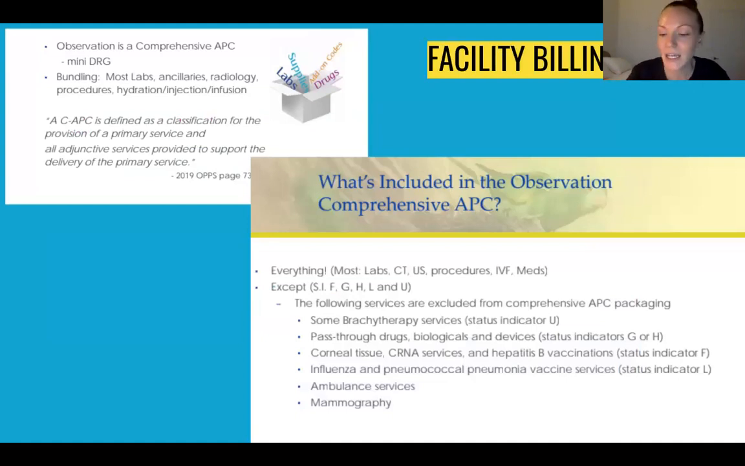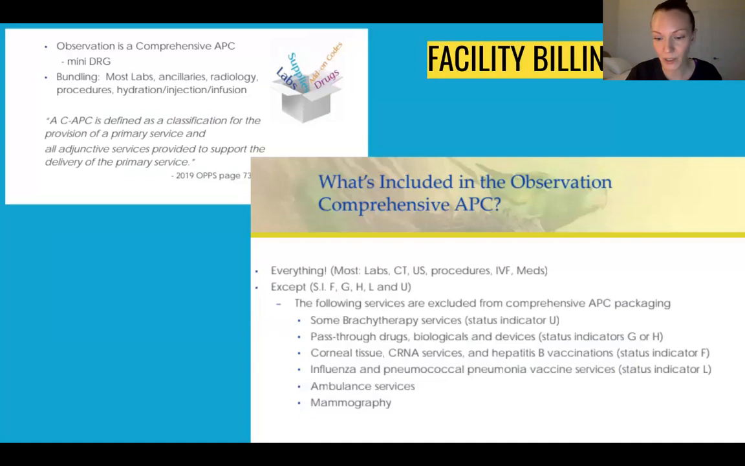What does that mean? It's based on the diagnosis code, and it's a mini DRG. So inpatients are DRGs, and observation is kind of like a smaller little bundle. So it submits one bill to the insurance company that has to cover all of the labs, all of the ancillary services, all the radiology, whatever you do for that patient in the observation unit is going under this one bill.